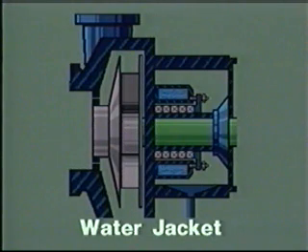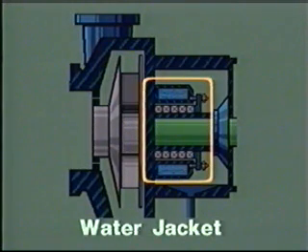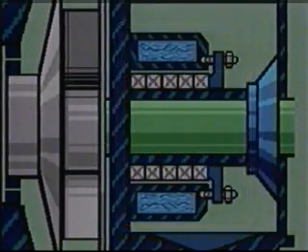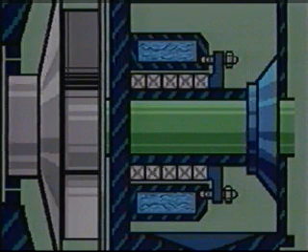These jackets are channels located in the casing, near bearing housings and packing glands. Water or another coolant is pumped through the channels to absorb the heat. That water or coolant is then either pumped to a sewer or to a heat exchanger to be cooled before it's recycled back through the water jackets.